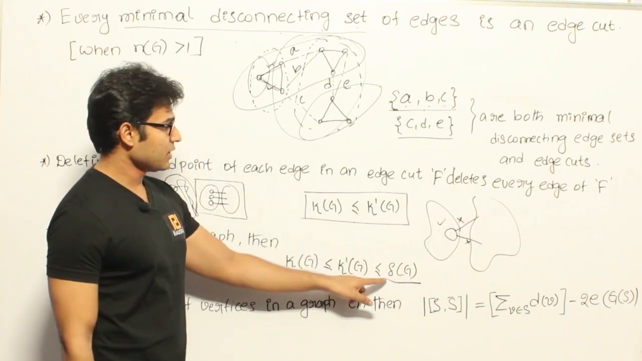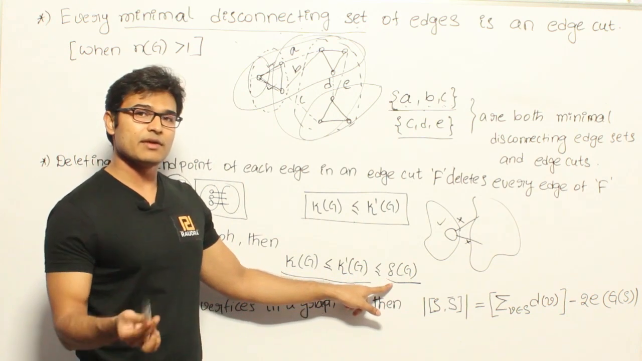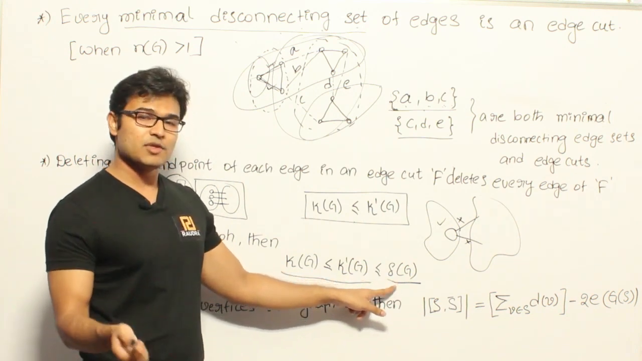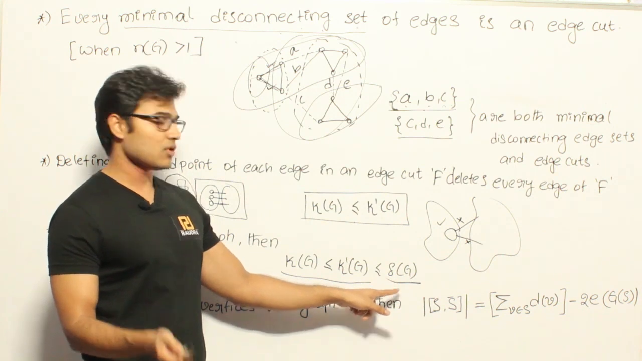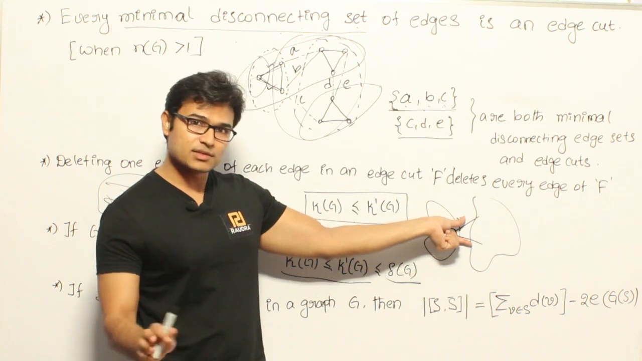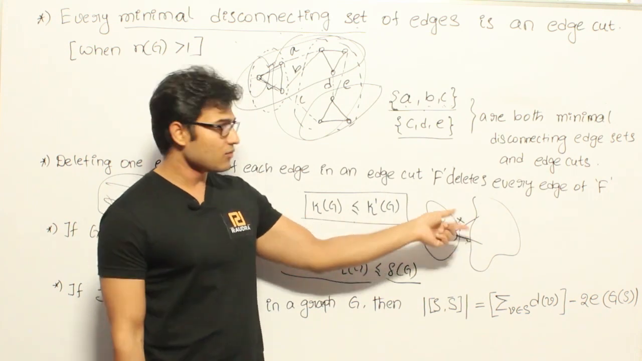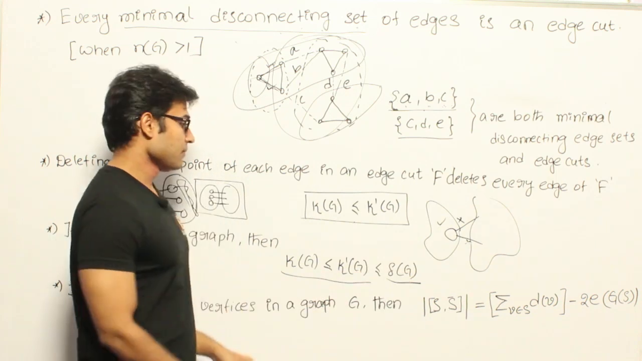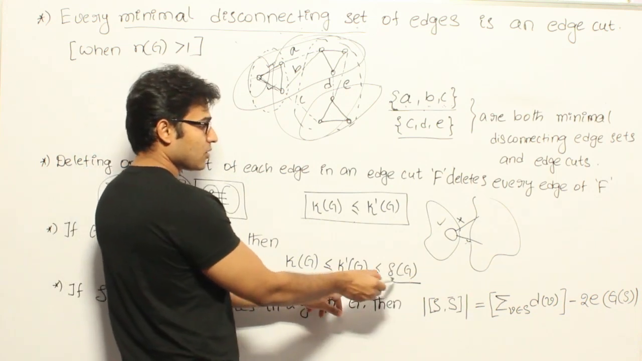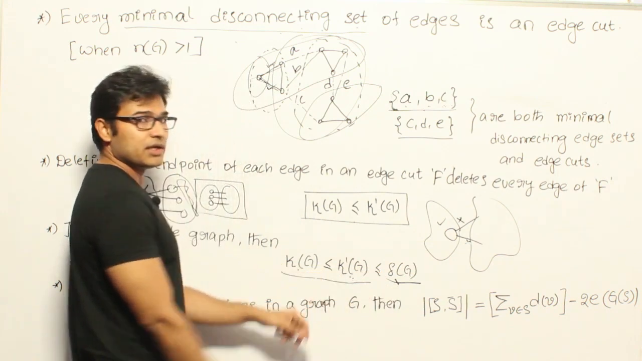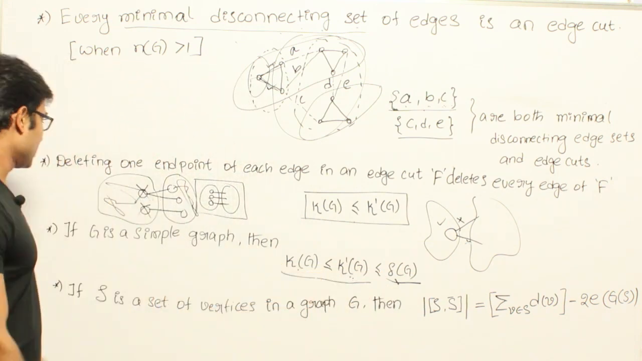So what is the meaning of it? In worst case, you will never have to delete more edges than the minimum degree of the graph. The reason is, if you delete these many edges, it is enough to disconnect the graph, right? Then why do you want to go for more? So you will never be able to cross that. So our edge connectivity will never be crossing the minimum degree, and our vertex connectivity will never be crossing the edge connectivity. Got it? Okay.